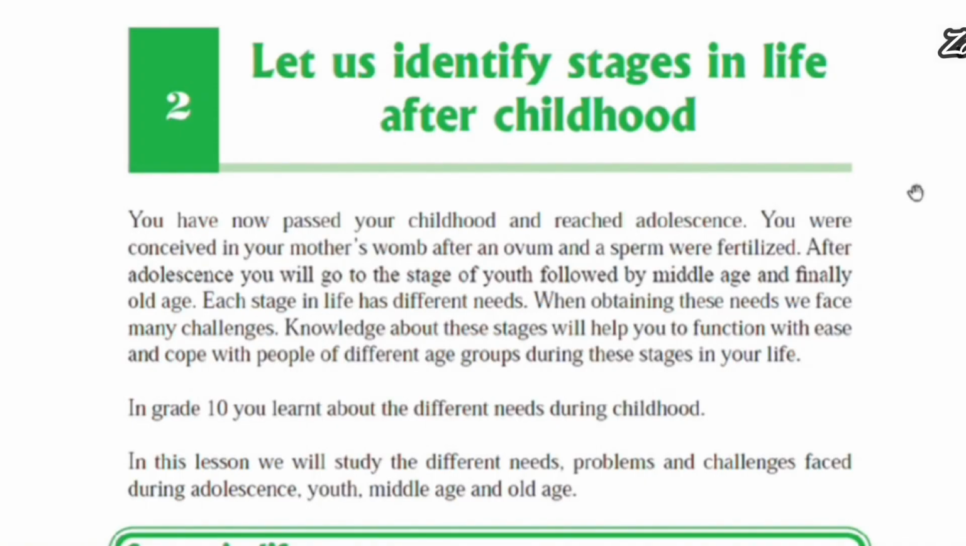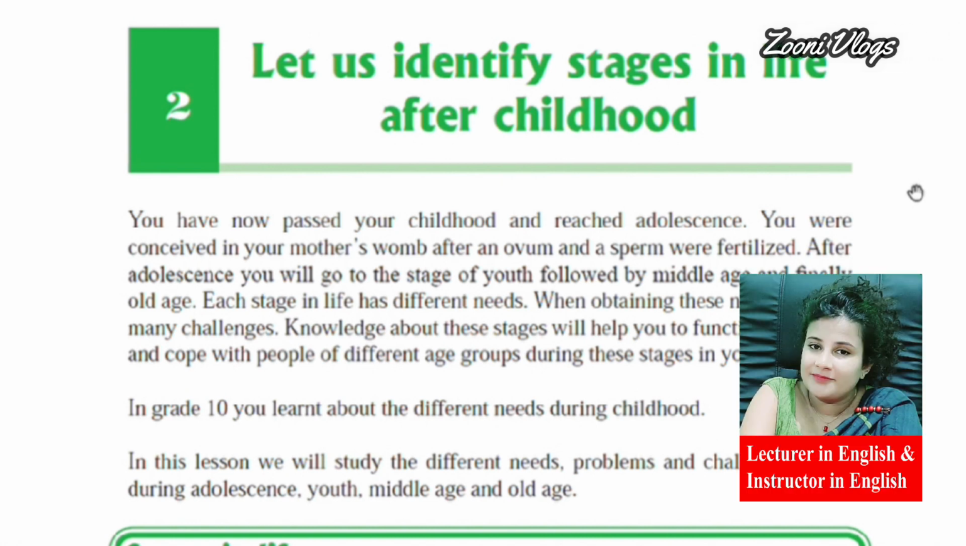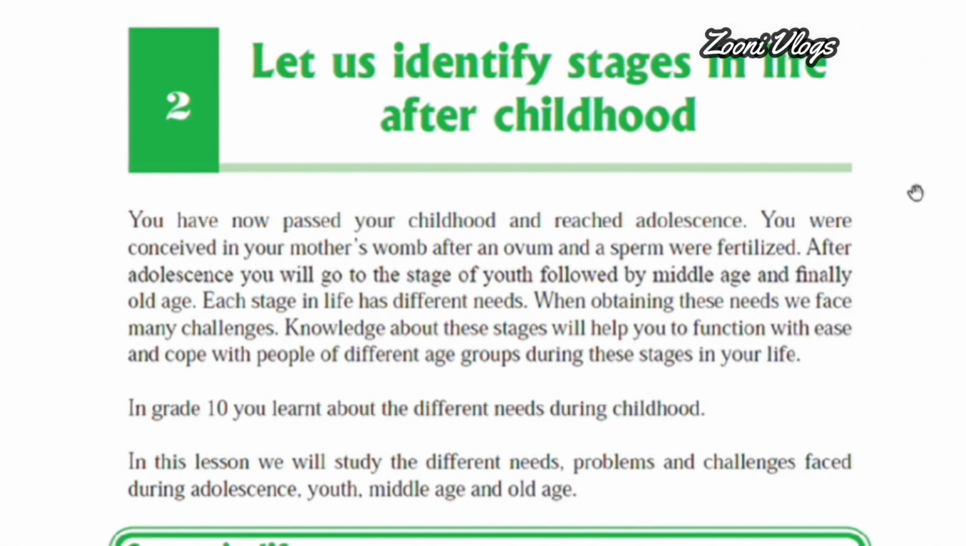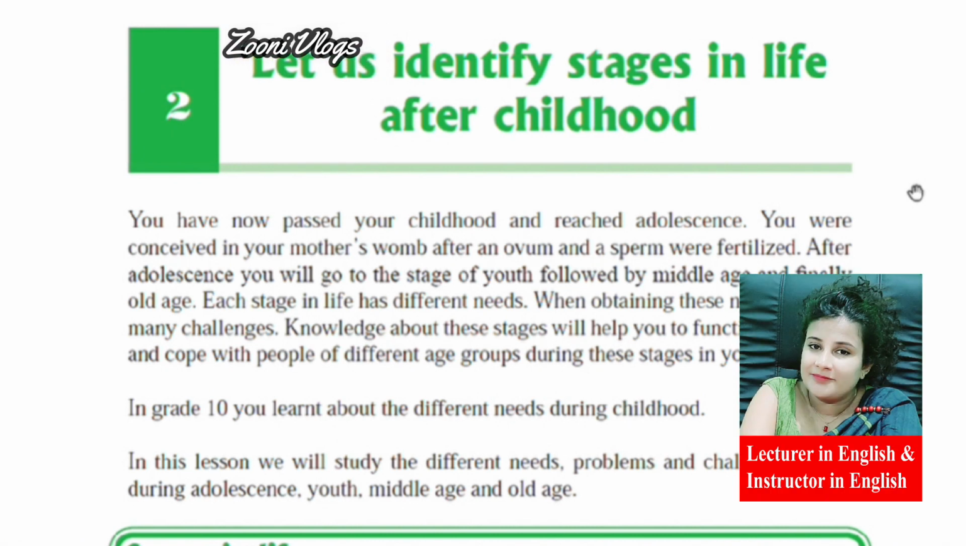Hello everyone, today we are going to start from your grade 11 health book. We are starting from unit 2, which is identifying stages in life after childhood. Now you know what stages you have passed so far. You are now in your adolescence, and you have passed infancy and other ages. So you have passed your childhood and reached adolescence.